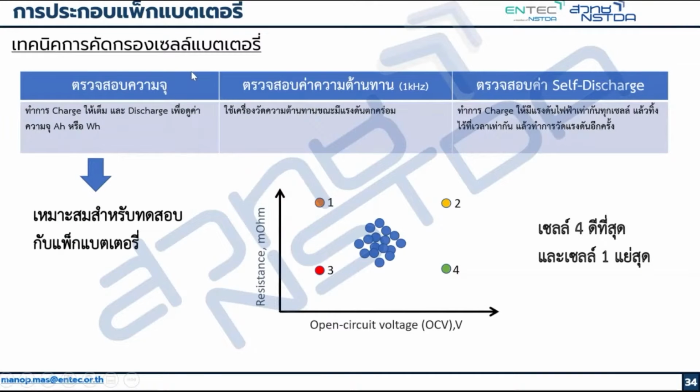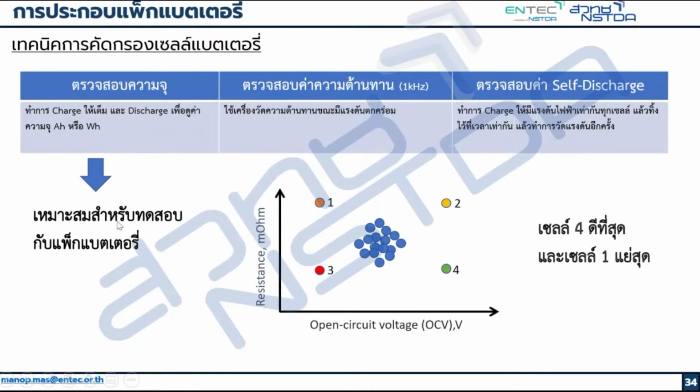So we need to check the capacity. What is the amp hour or watt hour? So it takes 1 hour to charge, so for one battery it would take 2 hours. It would take even longer if there are more batteries.